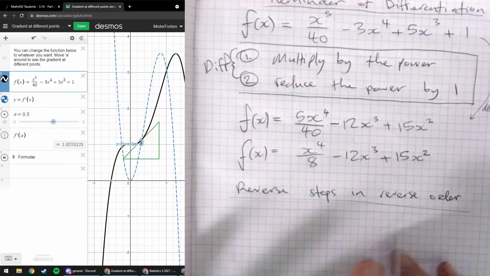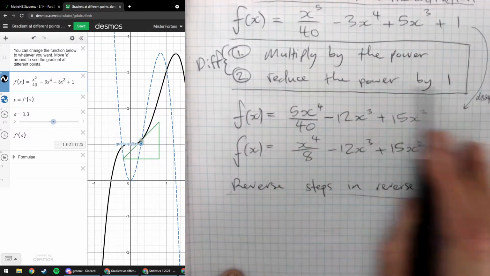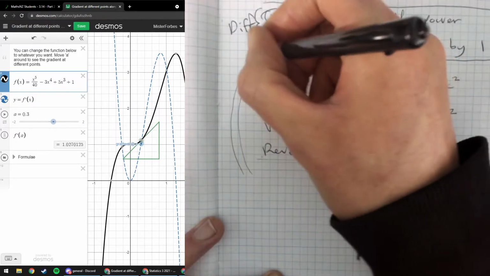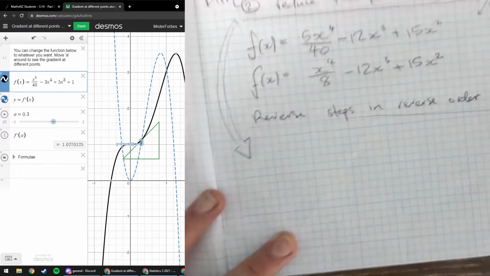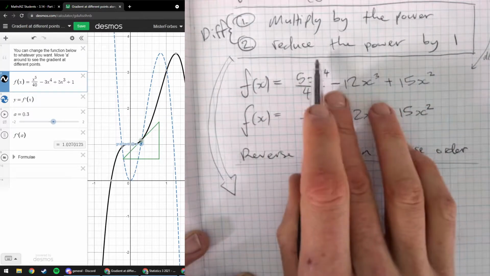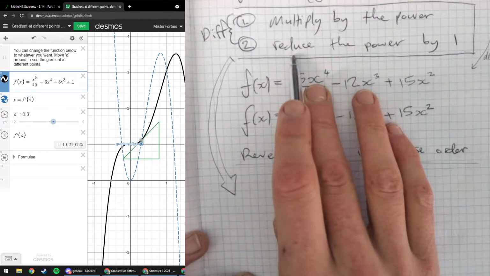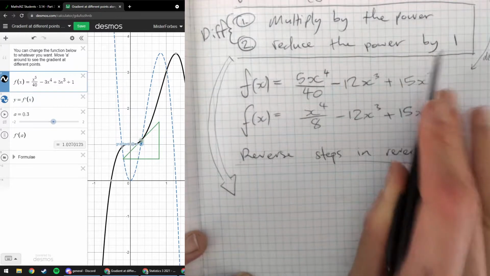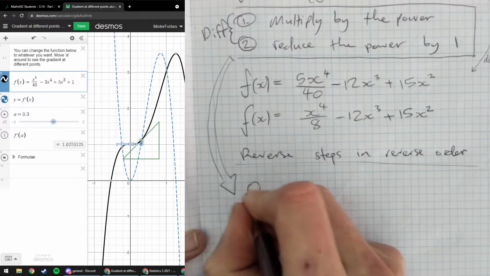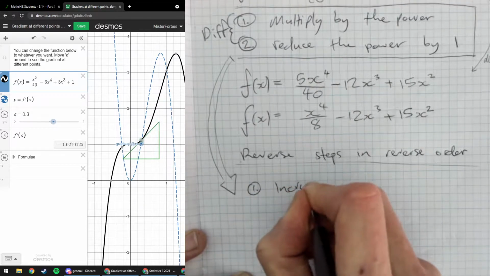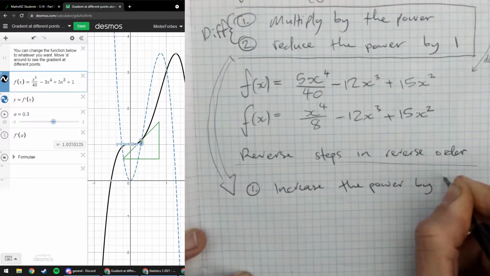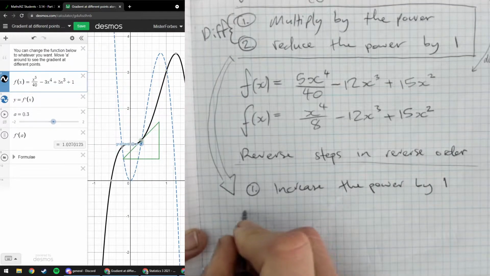So before, we multiplied by the power and then we reduced the power by 1. So what we're going to do is we're going to reverse those steps and do them in reverse order. So instead of doing this, we'll start and do it backwards. So we would finish off by reducing the power by 1. So what we're going to do this time is we are going to increase the power by 1 first. Increase the power by 1 is going to be our first step for anti-differentiation.